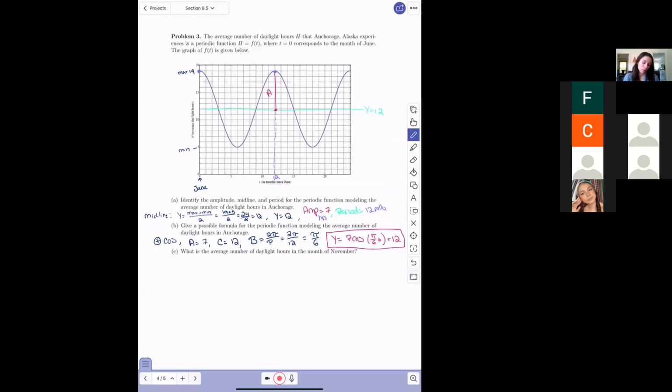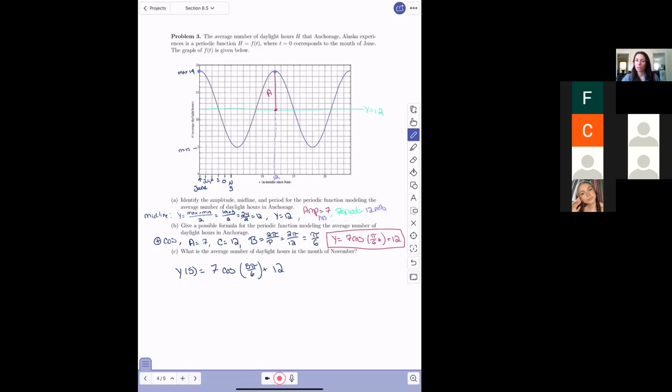Part C, what is the average number of daylight hours in the month of November? So if June is here, this would be July, August, September, October, November. So November is the 5th month. So we're going to have y of 5 equals, we'll use our formula, 7 cosine of 5 pi over 6 plus 12.